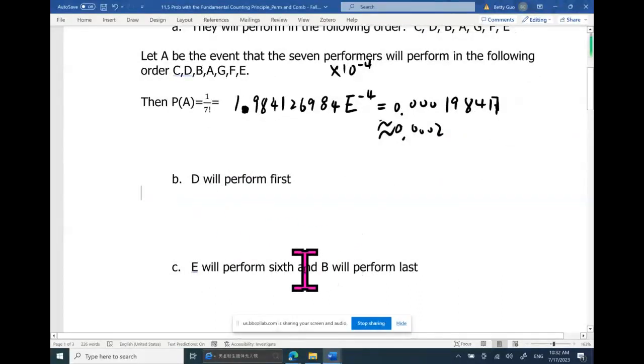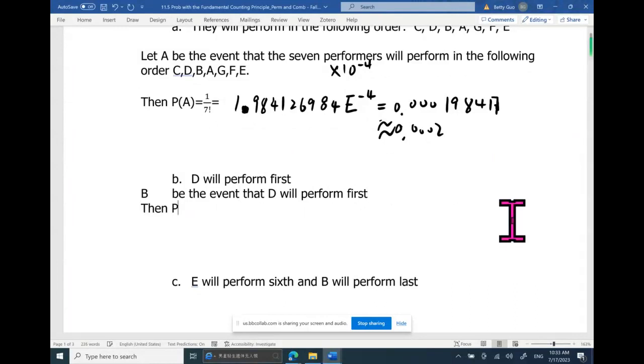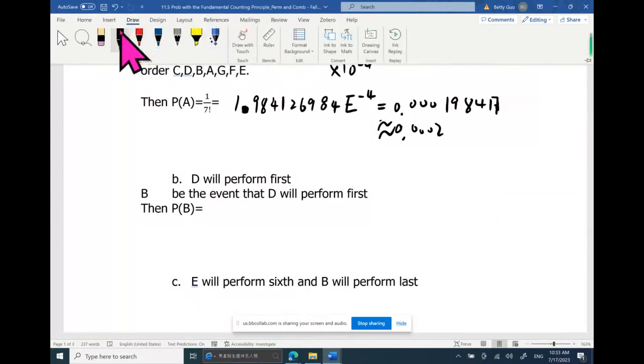Part B, and we consider the event B. Let B be the event that B will perform first. Then P of B. Remember, this is under the same theoretical model, so the denominator would always be the same.